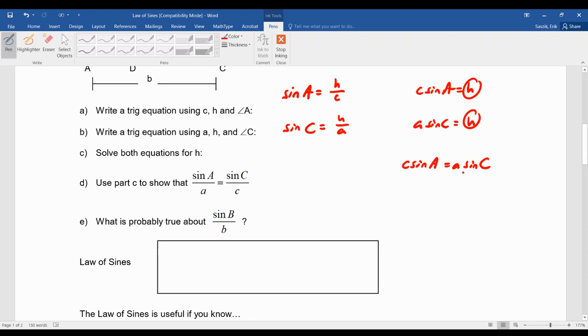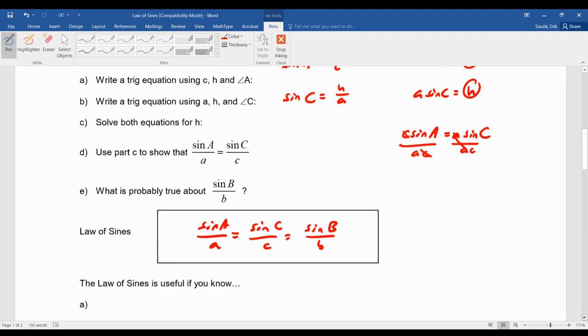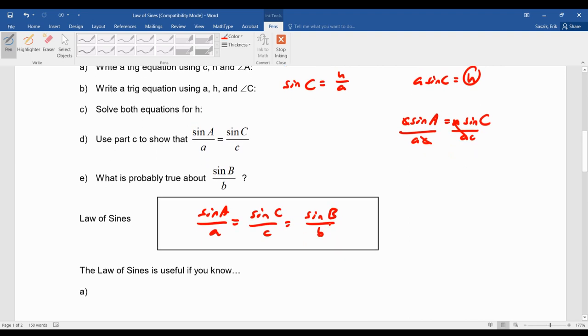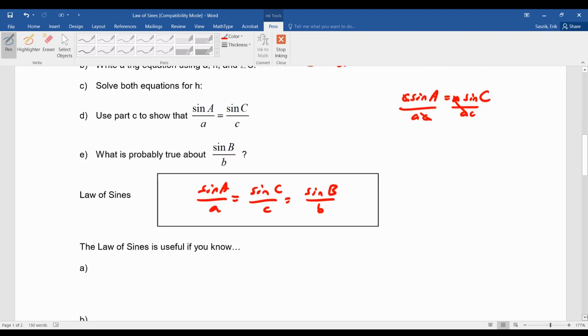Now we're just going to do a little simplifying. If I divide both sides by ac, you see here the a's cancel out, here the c's cancel out. So I end up with sine of A over little a equals sine of C over little c. And if we had drawn in a different altitude, we would also determine that sine of big B over little b is equal as well. That's the law of sines. That's a nice, easy one to remember: sine of A over little a equals sine of C over little c equals sine of B over little b.